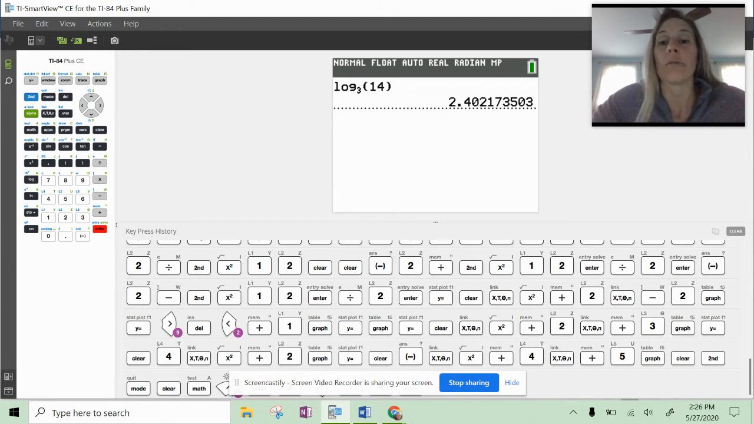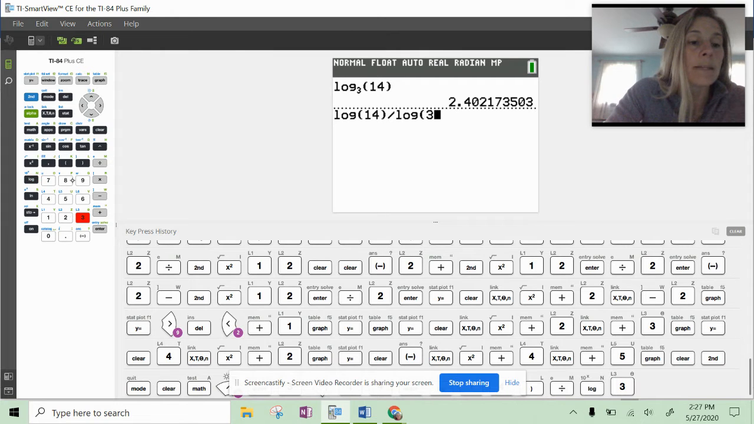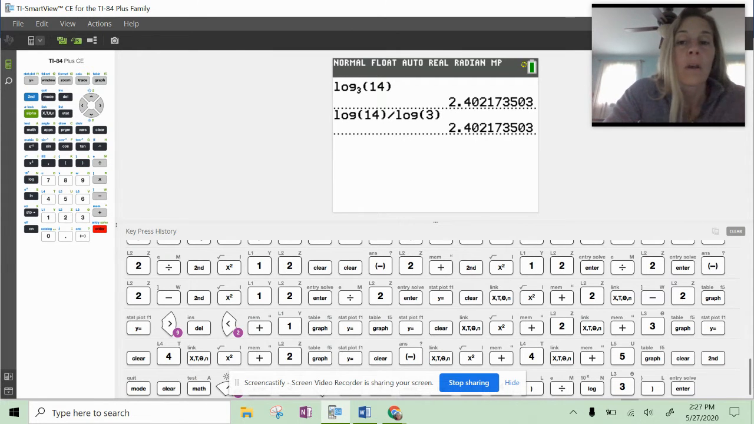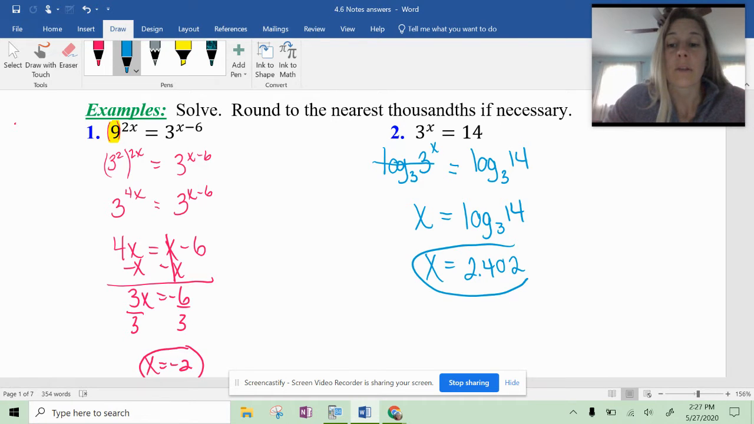Now, if you're not so lucky to have one of those new higher tech calculators, then you're going to have to use the change of base formula. So that means you're going to take your common log of this bigger number, which is the 14, and then divide that by the common log of that little base number, which is 3, and you'll get the same answer, 2.402. So x will equal 2.402. So that last portion you'll have to do on the calculator if it's not one of the bases that you can change.